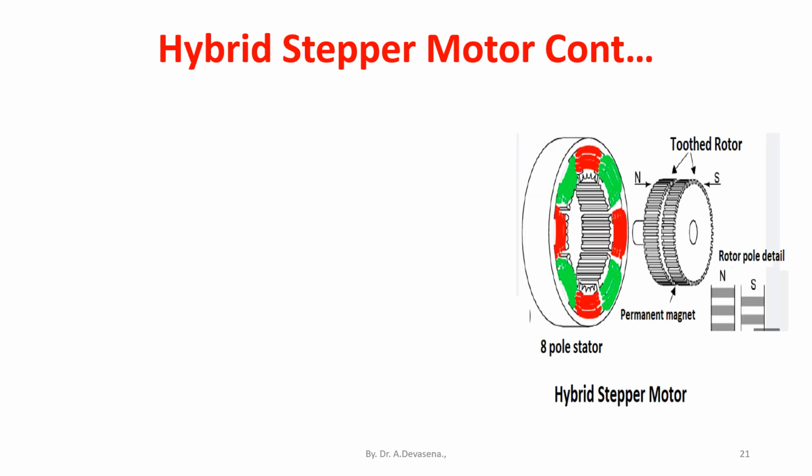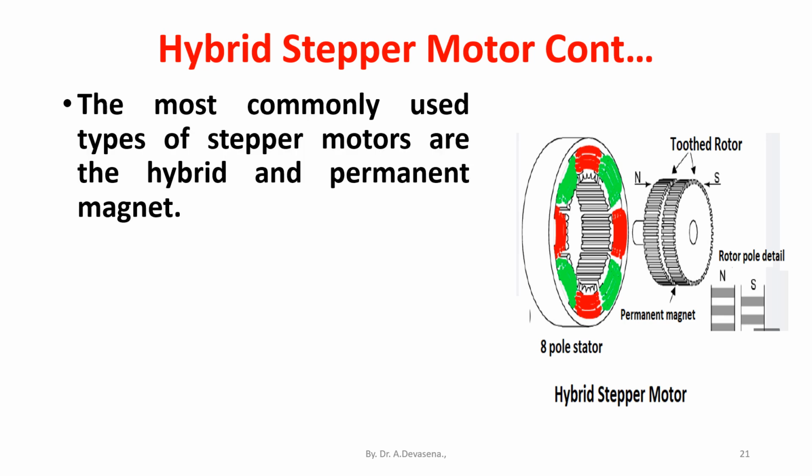The most commonly used types of stepper motors are the hybrid and permanent magnet. Designers prefer permanent magnets unless their project requires hybrid steppers, since the cost of permanent magnets is less than that of hybrids.